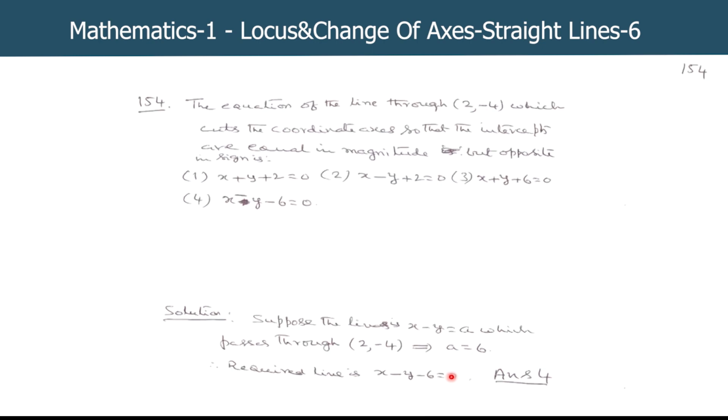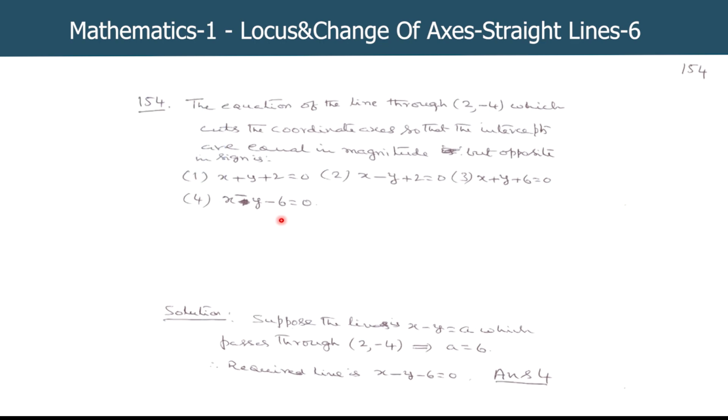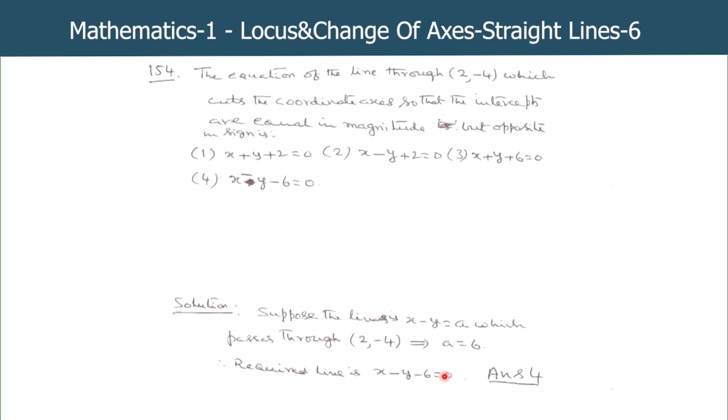154. The equation of the line through (2, minus 4), which cuts the coordinate axes so that the intercepts are equal in magnitude but opposite in sign, is: x plus y plus 2 equal to 0, x minus y plus 2 equal to 0, x plus y plus 6 equal to 0, and x minus y minus 6 equal to 0. Now, you know that intercepts equal in magnitude but opposite in sign means a and minus a. So suppose the line is x minus y equal to a, which passes through (2, minus 4). So this indicates a is equal to 6. Therefore, the required line is x minus y minus 6 equal to 0, which is option number 4. Next, 155.